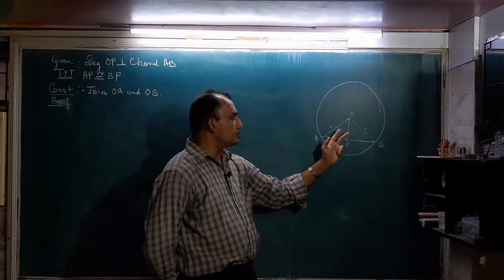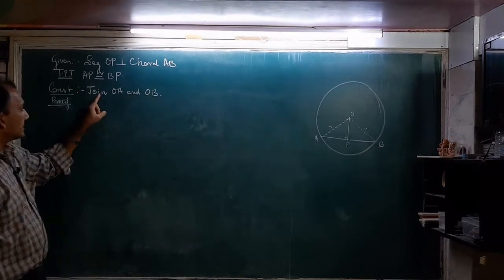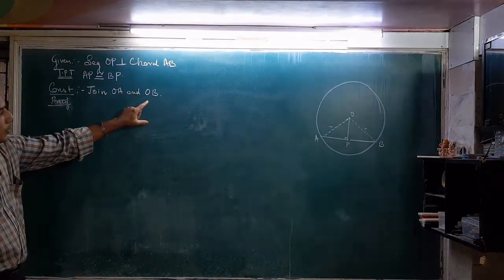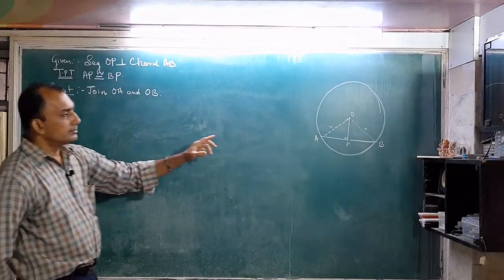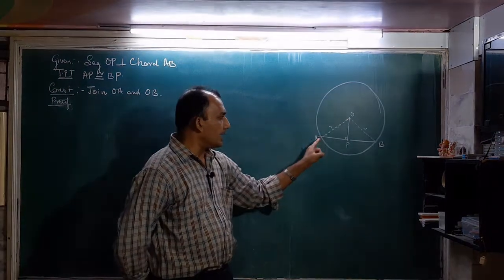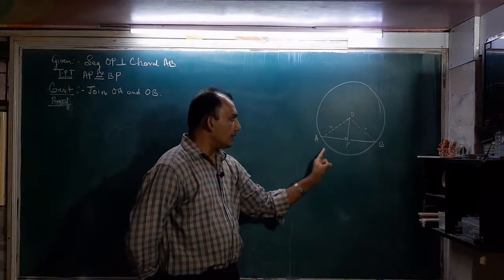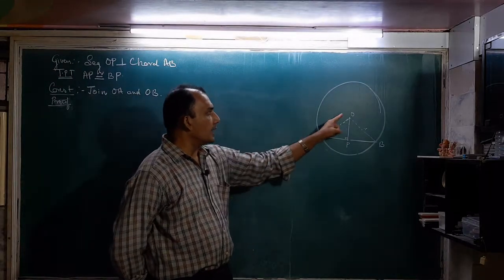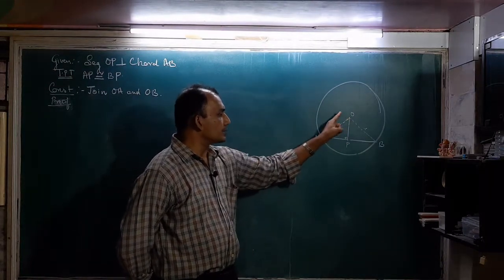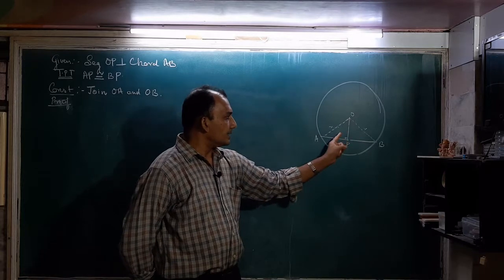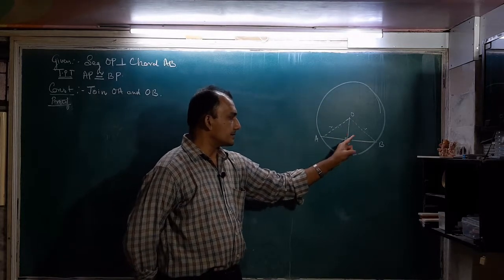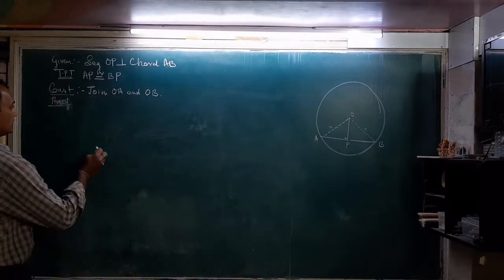For this, we'll have to do a construction, and my construction is join OA and OB. Now, if I join OA and OB, OA and OB are the radii of the same circle. So, I'll come to know that OA is congruent to OB. Now, let us enter inside these two triangles. Let's see which are the two triangles.